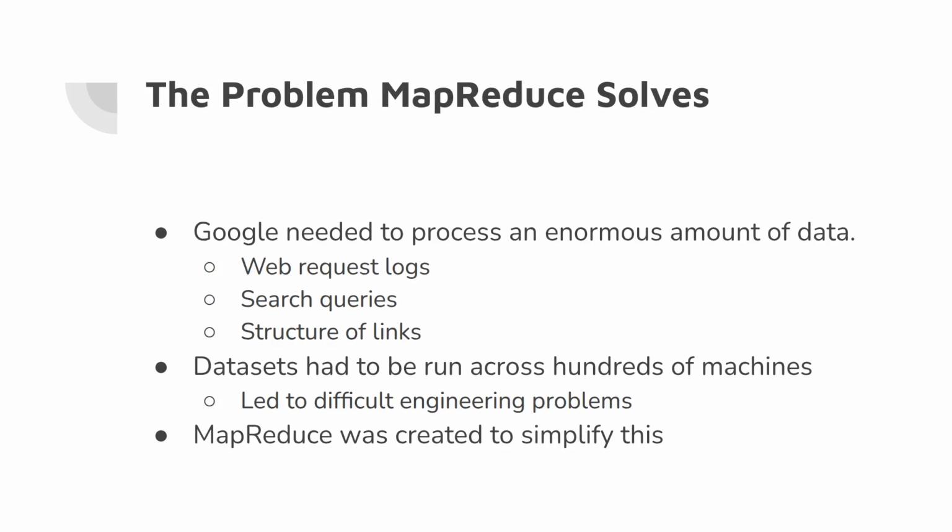Programmers had to divide the data, assign work to machines, coordinate communication, balance the workload, and recover when machines failed. The purpose of MapReduce was to hide those distributed system details so developers could concentrate on the actual computations.